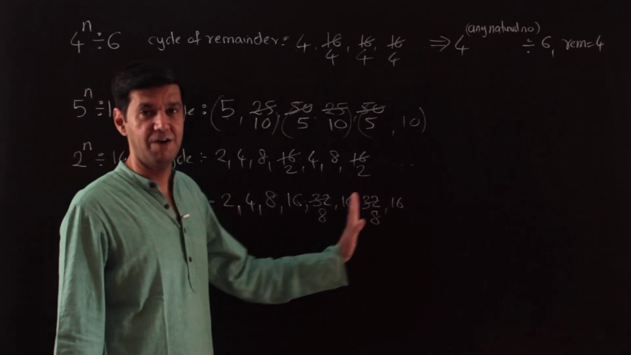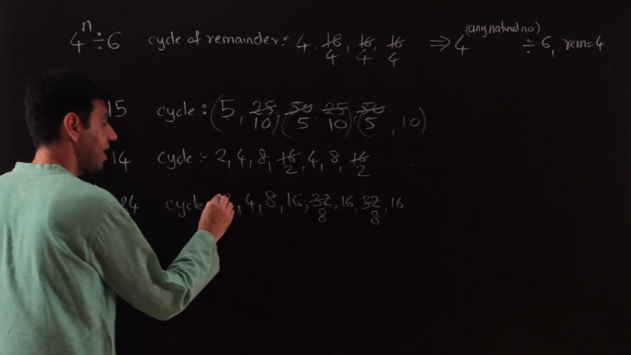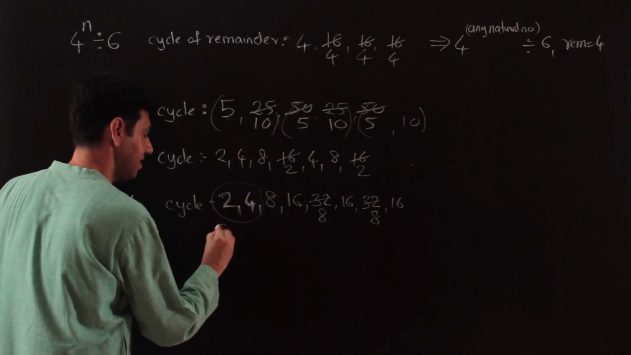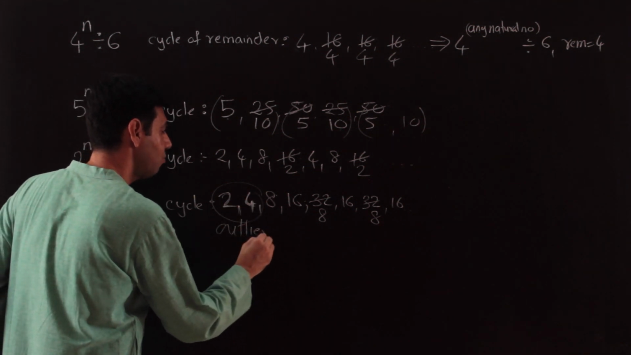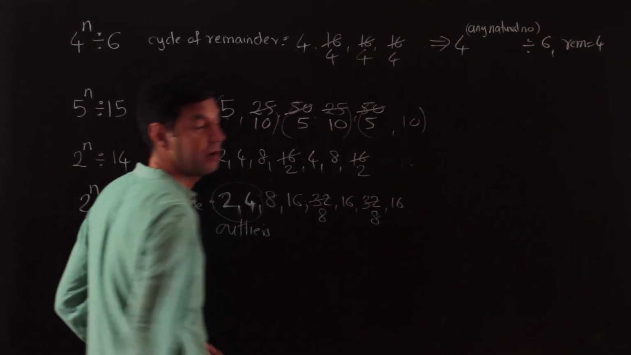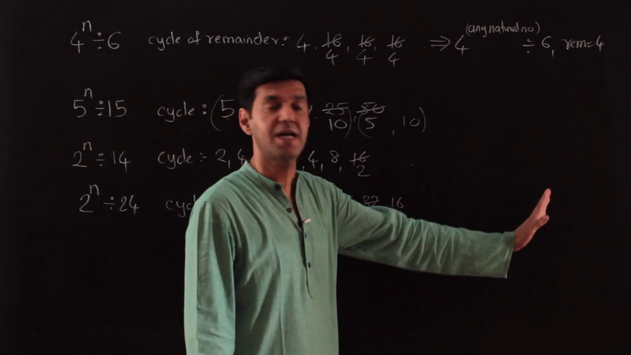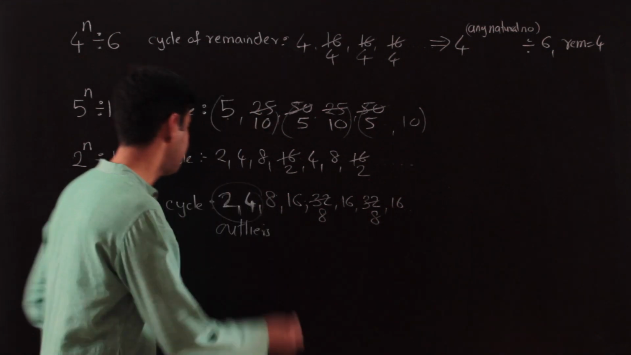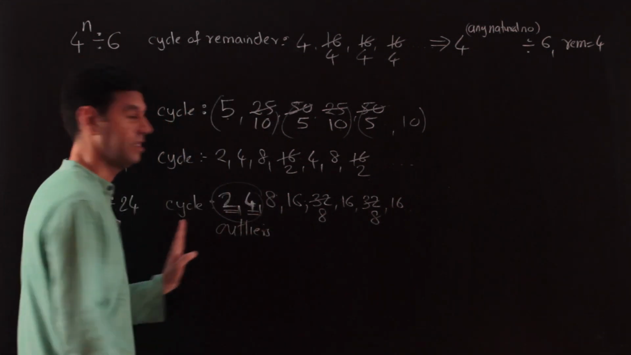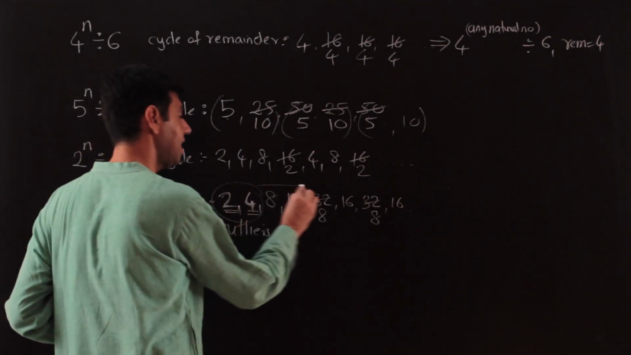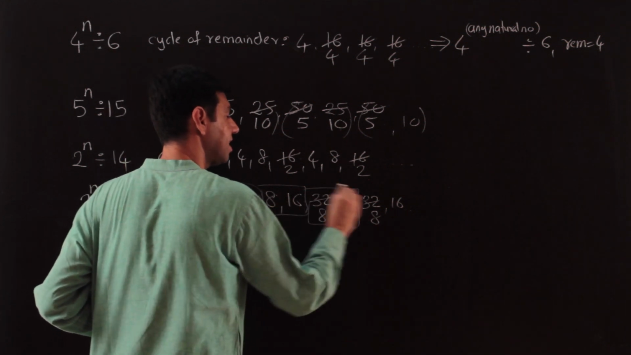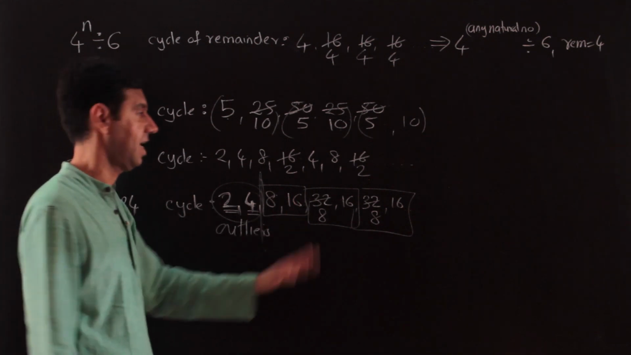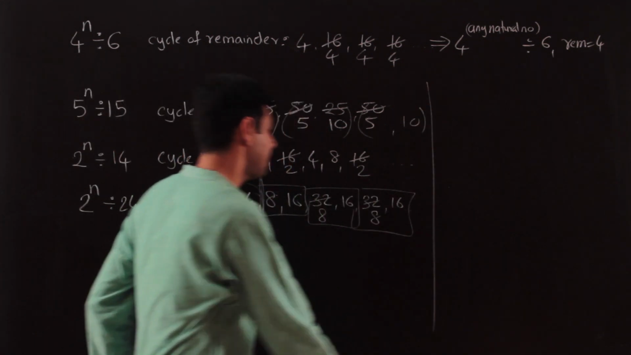Watch the cycle now carefully. So there are this 2 and a 4 which are outliers. Why do I say outliers? What are the remainders as we go further ahead? They are 8, 16, 8, 16, 8, 16. But the first two are different in the cycle. So is there a cycle? Yes, there is a cycle of 8, 16, 8, 16, but the cycle does not begin right from the start. So watch out for such examples.